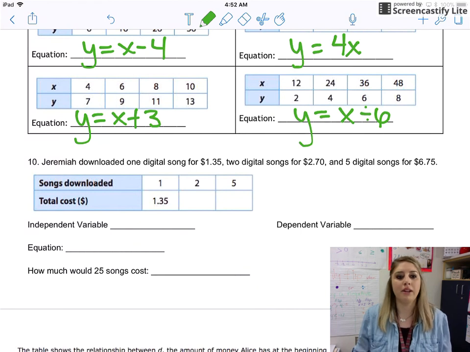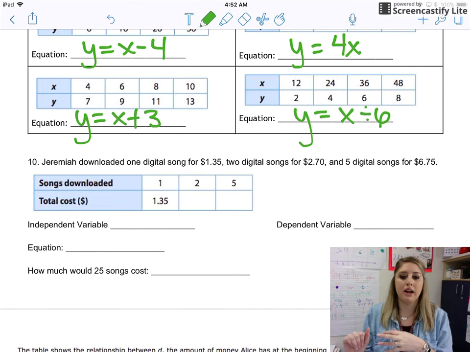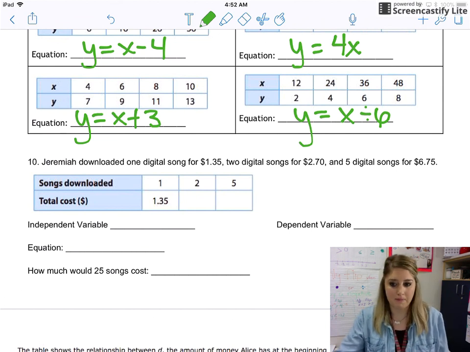Okay, so what I would like you to do is try number 10. Pause the video, and I'm not even going to go through that one with you. Pause the video, go ahead and do it, and then we'll move on to the back side together.